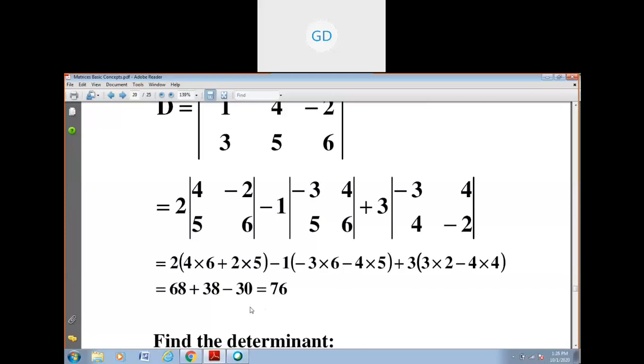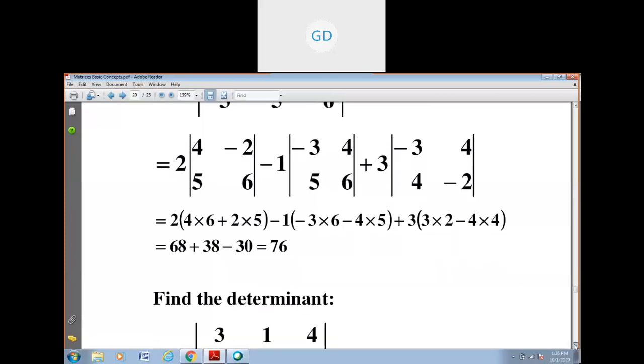Thus, a determinant always gives us a particular value. But a matrix cannot have a value like this. A matrix is always an arrangement. It doesn't give any particular value. But when we consider its determinant, then it always gives us a value. So that's the main difference between determinant and matrix.